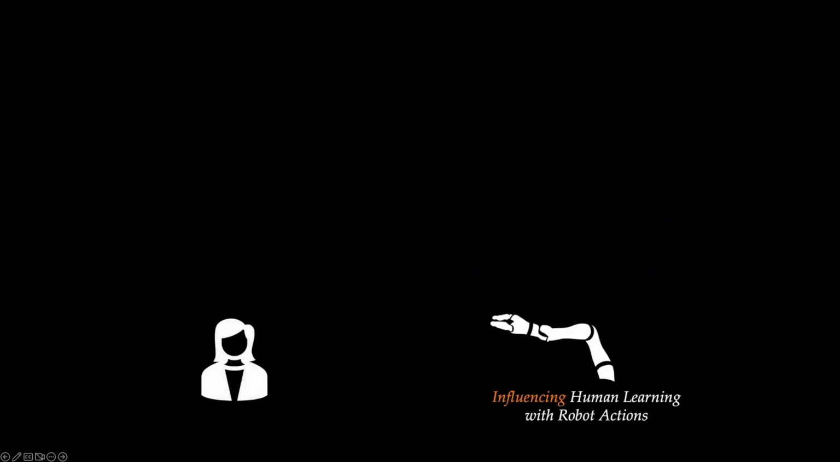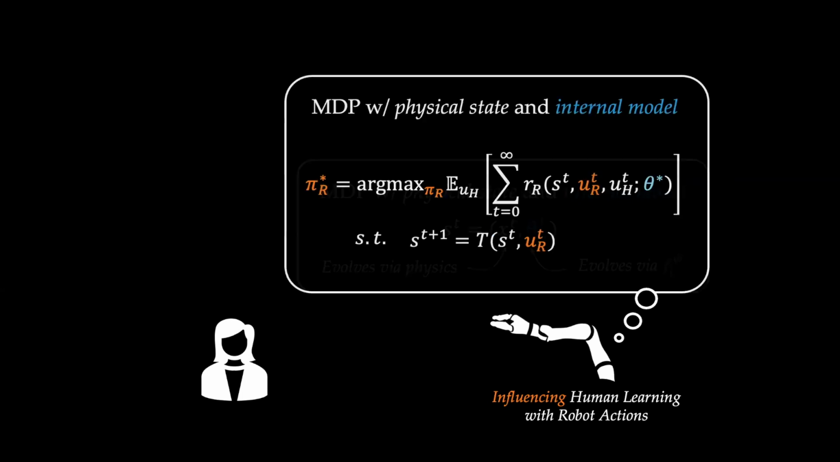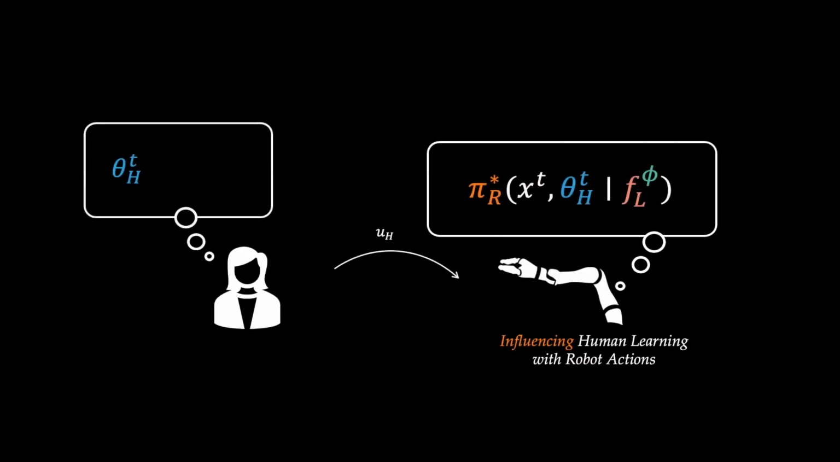Inferring how humans learn presents an opportunity for the robot to influence human internal models. We formalize this as a Markov decision process, where the state contains both the physical state of the world and the human's internal model parameter. The physical state evolves by physics, and the human's internal model evolves by the inferred learning dynamics f_alpha. Under this new MDP, the robot optimizes a policy that maximizes its own reward to influence the human's internal model by changing the observation the human sees if it yields a higher reward.